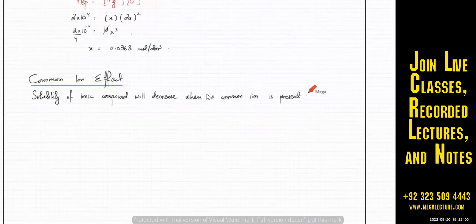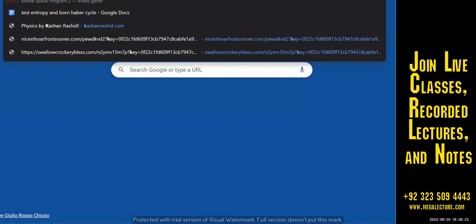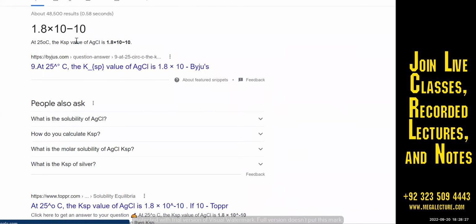So here is what the statement means. If you look at AgCl, it's not very soluble. So let's try and figure out the solubility of AgCl. I can just Google the Ksp value of AgCl. That's 1.8 times 10 power minus 10. That's a very small value, so it's already not very soluble at 25 centigrade.